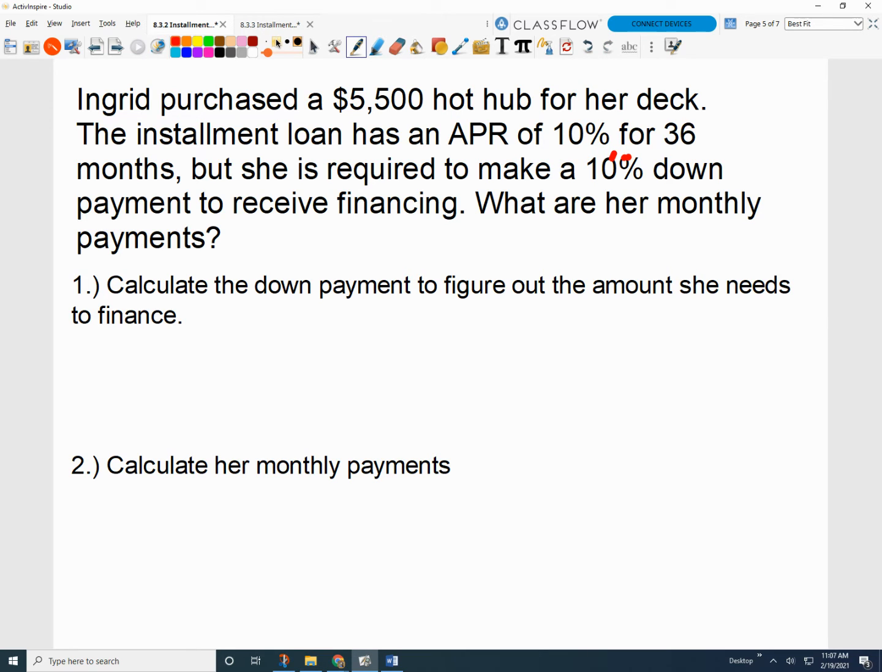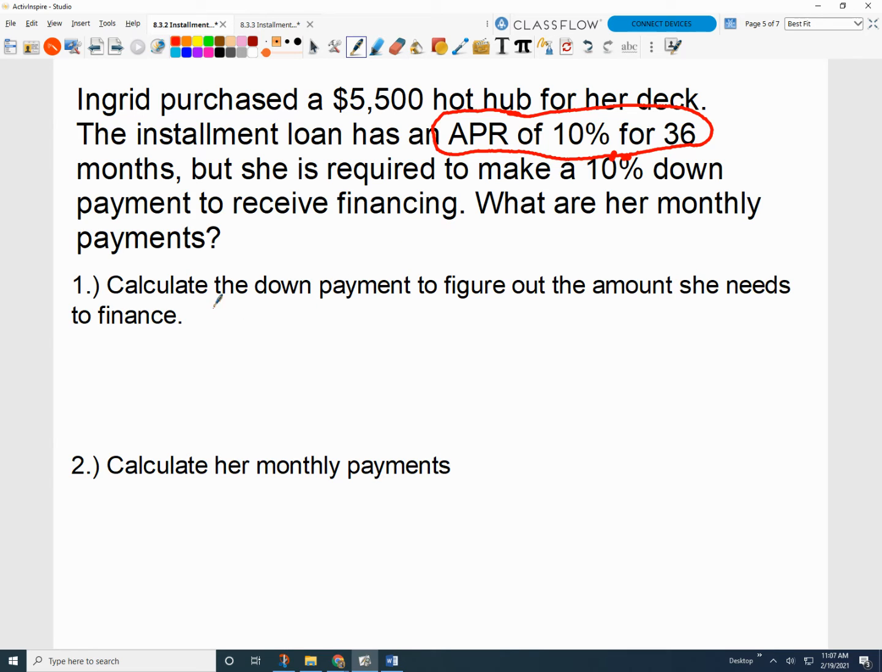This information right here, the 10% for 36 months, anywhere you see this APR and this information, this is your table information. The percentage of the down payment and the percentage of the loan, don't get those confused. When it says APR, that is the annual percentage rate for your loan. That is not the percentage of the down payment. Some of these are going to have two different percents floating around in them. So APR 10% for 36 months, but she's required to make a 10% down payment to receive this financing. What are her monthly payments?